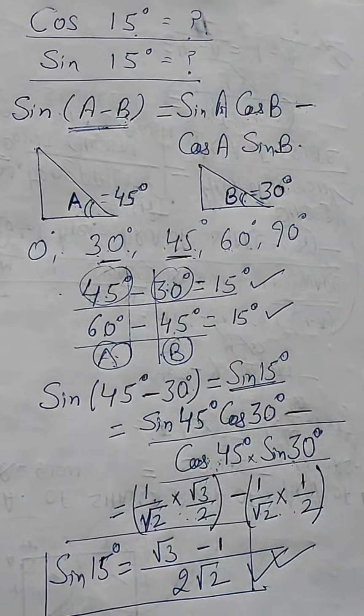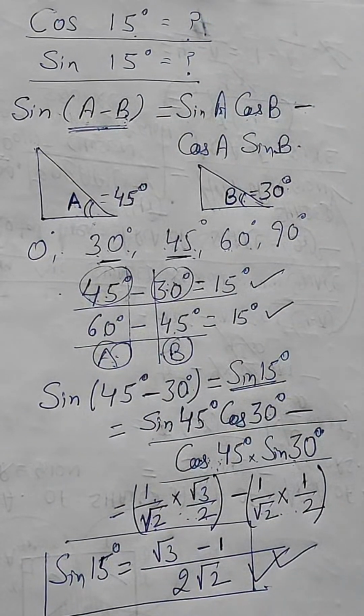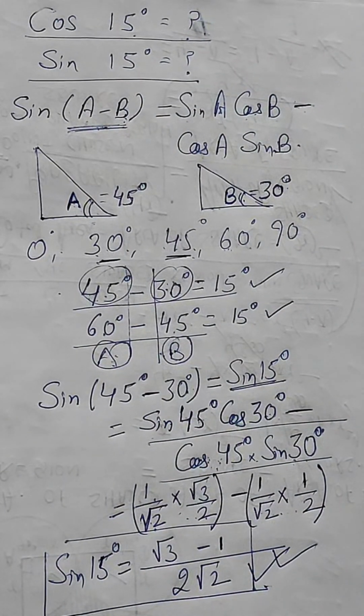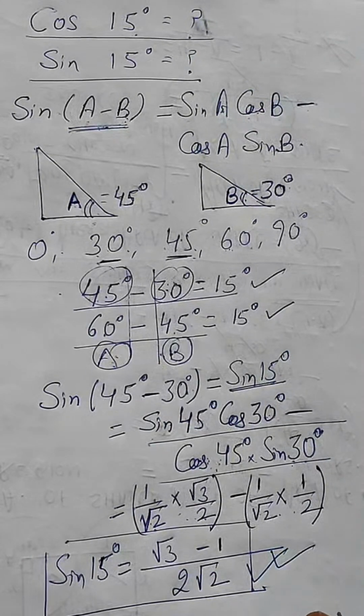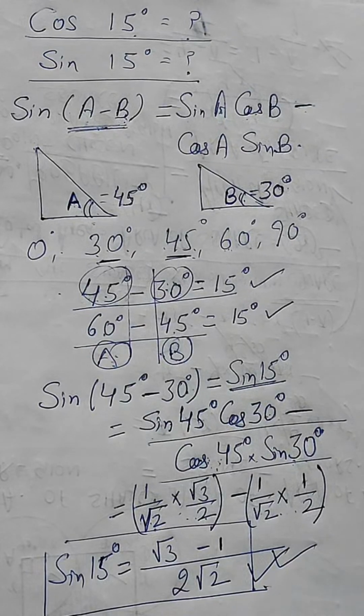This is your answer, and we have solved this part: root 3 minus 1 by 2 root 2. Now, similarly, we will be finding the value of cos 15 degree. So let us solve the second part.